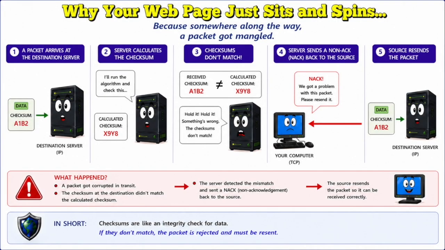If the packet comes in, there's a checksum number that goes with it, and that number must match the checksum that runs to make sure the data is correct. So it runs this algorithm and says, oh, hold it, something's wrong. The checksums don't match. Sends a non-ack back saying, we got a problem with this packet, resend that packet.